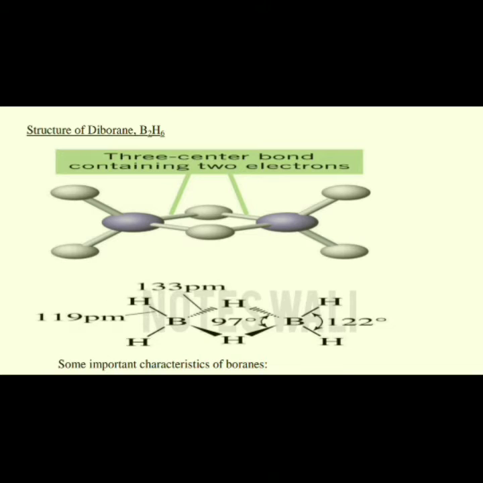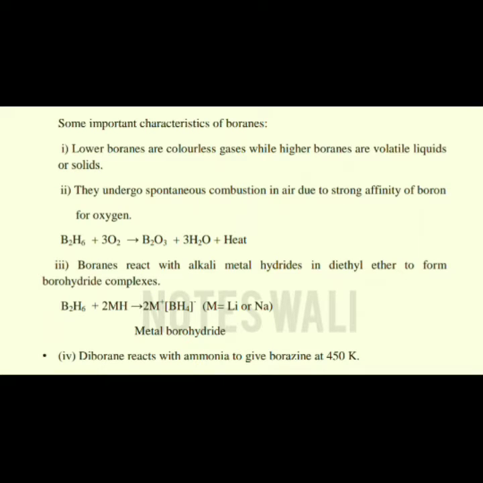You can see the structure of diborane, and the second diagram shows the bond angle and the bond length. Now come some important characteristics of boranes. The lower boranes are colorless gases while the higher boranes are volatile liquids or solids. Volatile means the substance has a low melting point.